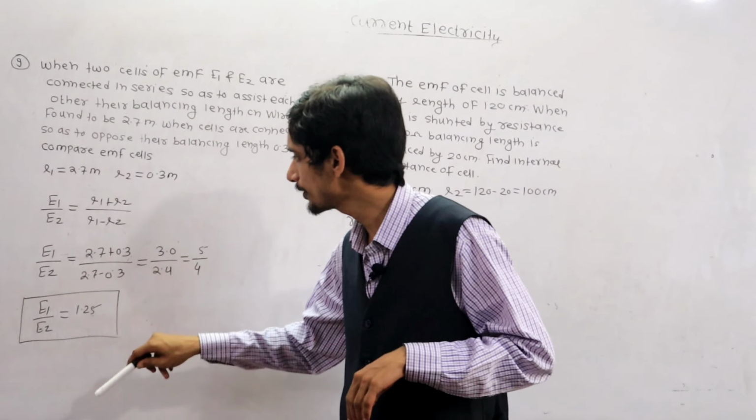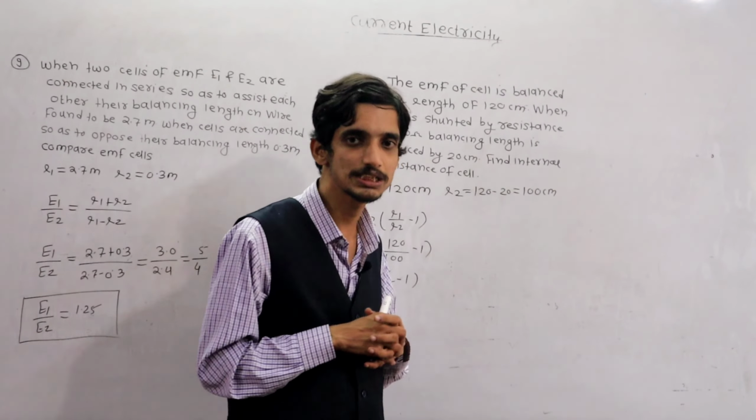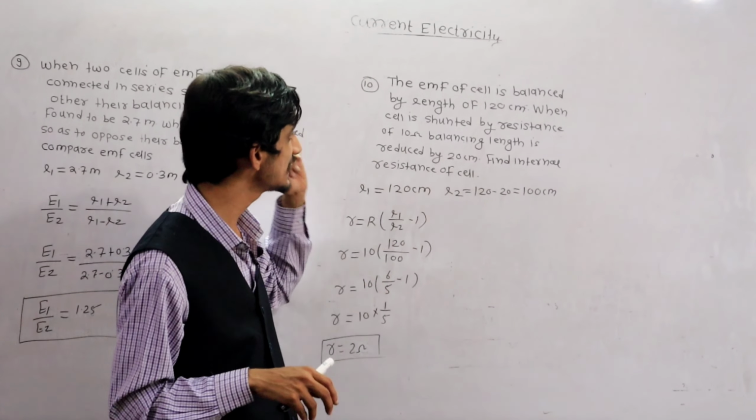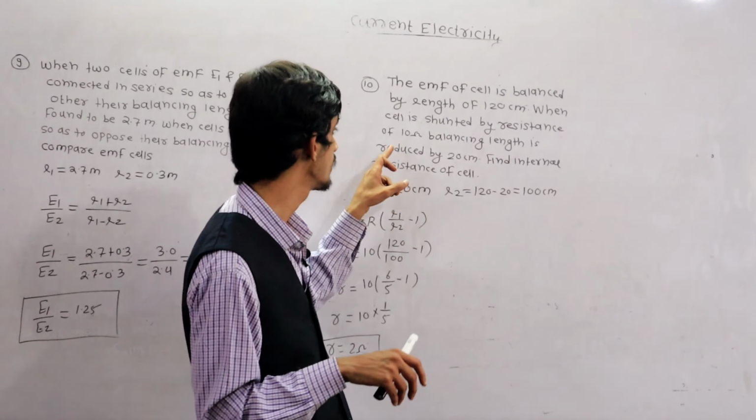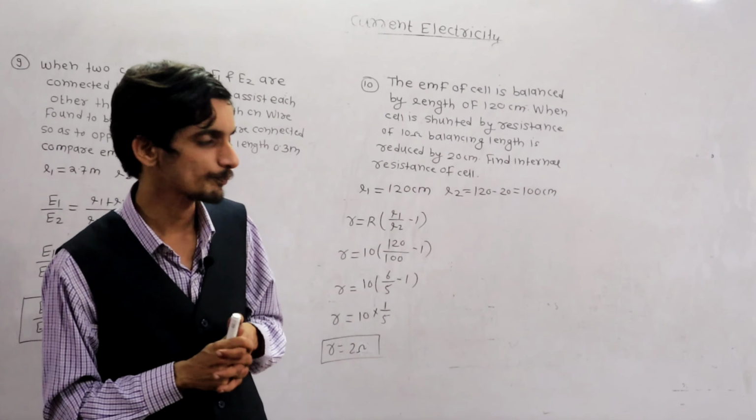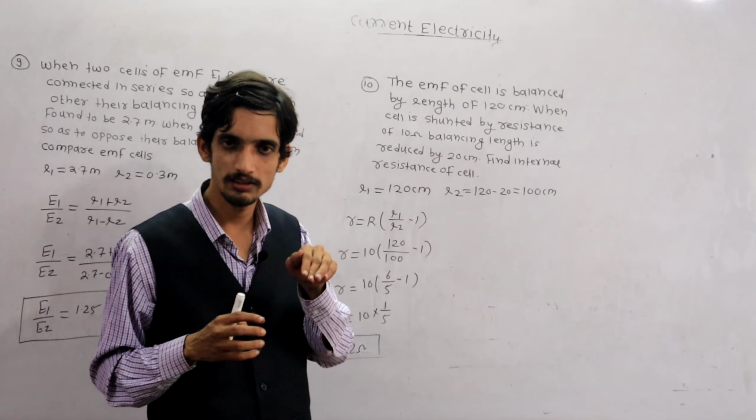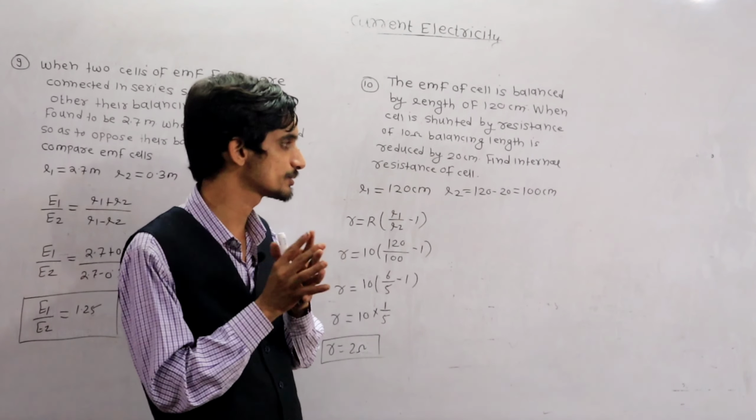Problem number 10. The EMF of a cell is balanced by the length of 120 centimeter. When the cell is shunted by a resistance of 10 ohm, the balancing length is reduced by 20 centimeter. Find the internal resistance of the cell. Now L1 is equal to 120 centimeter, L2 is equal to 100 centimeter. Why? Because when the cell is shunted by the resistance of 10 ohm, that is capital R, then L2 becomes 20 less than the previous, that is 100 centimeter.